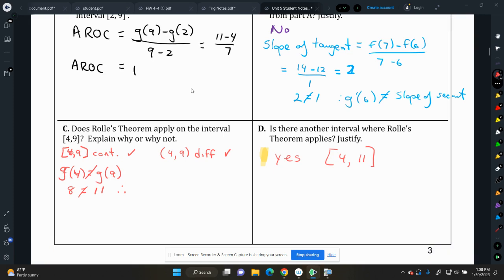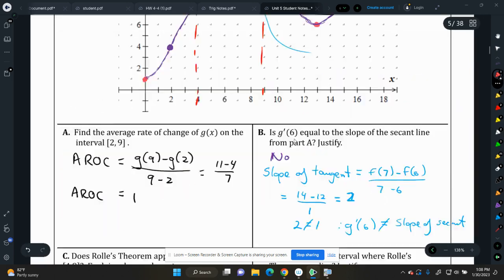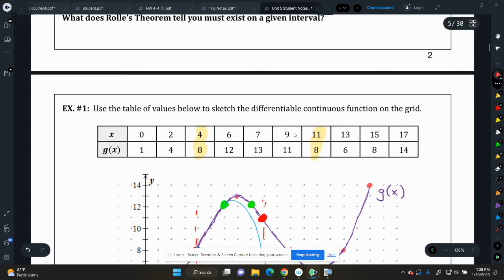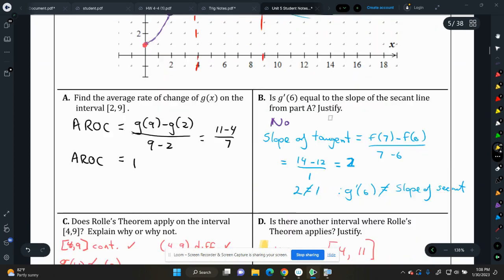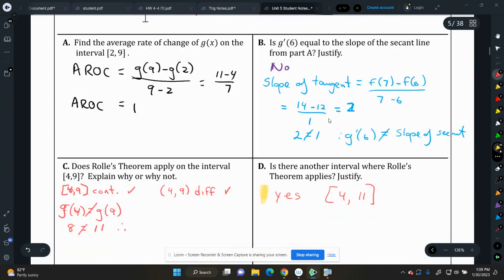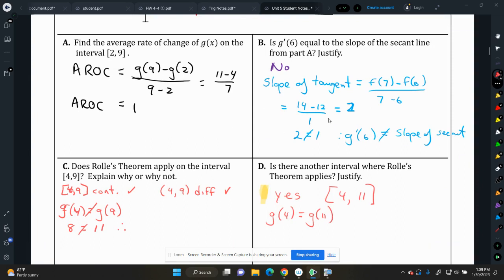Could 10 and 15 be another one? 4 and 15 or 11 and 15, right? It's got to have the same y value. So we could have used that one also. Has to have the same y value. Okay. So we're going to say g of 4 is equal to g of 11. Right?